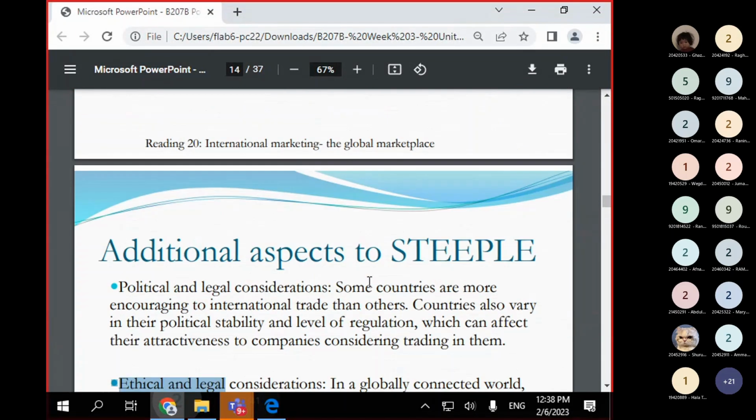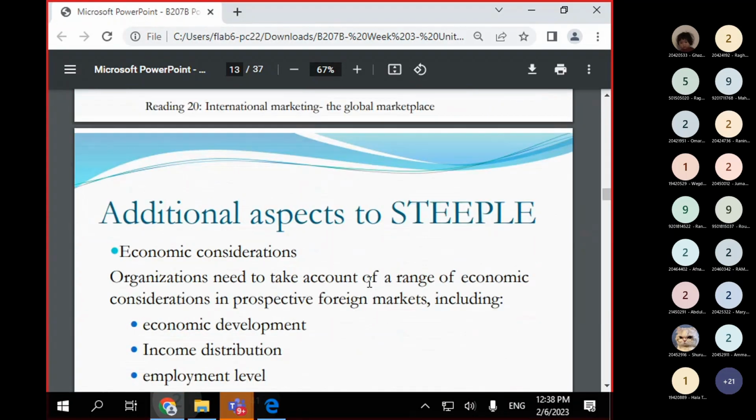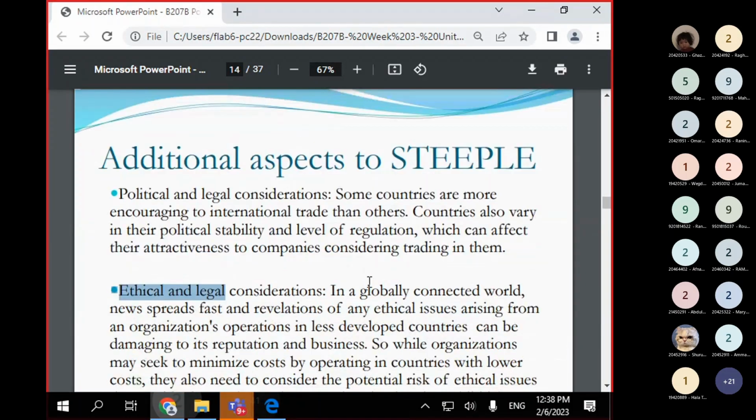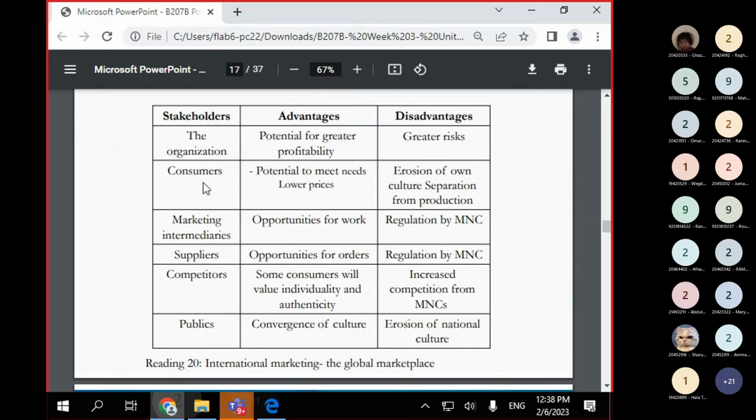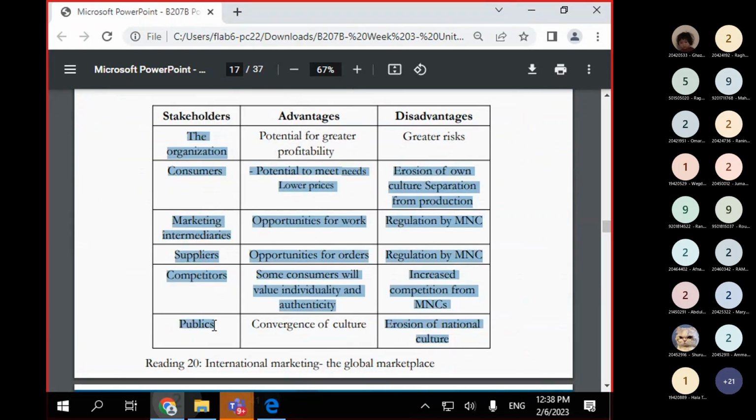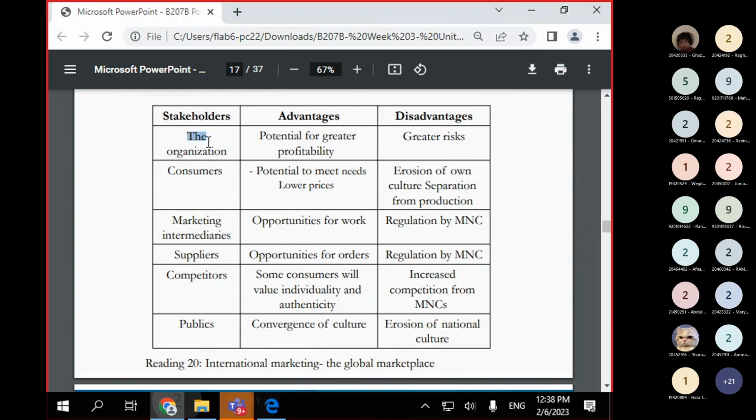So we are done with what was this called? Macro environment. Okay, don't confuse macro and micro environment. The micro environment, on the other hand, is composed of these factors. These are the factors that are closer to the company, that have direct contact with the company. Of course, it's the company itself, the consumers of the company, the marketing intermediaries, like the retailers, the distributors, the agents and so on, and the suppliers of the company.